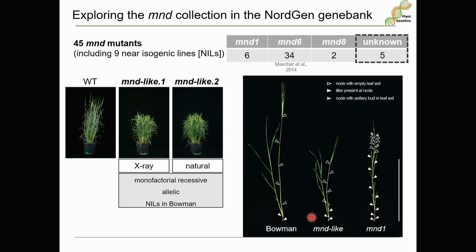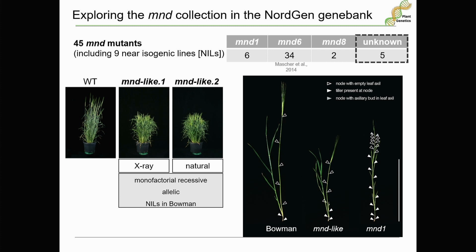Looking at the phenotype, we can see that this mutant is also dwarf. It only has 1 to 2 more nodes compared to the wild type. And it is also flowering just same as the wild type. So the phenotype of this mutant is not as severe as we can observe, for example, for the MND1 line.